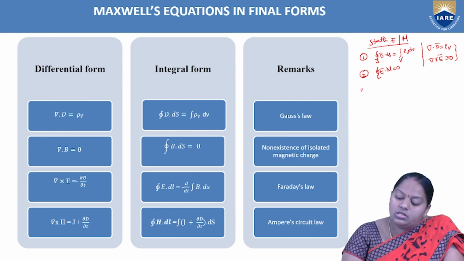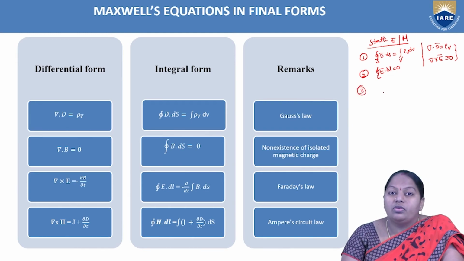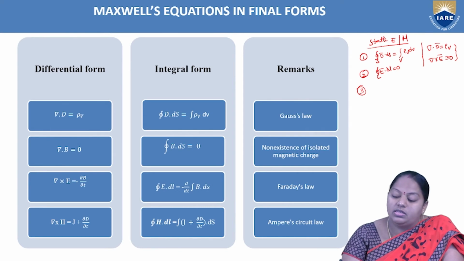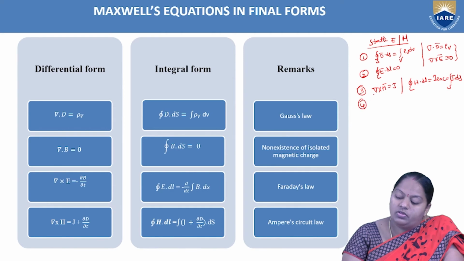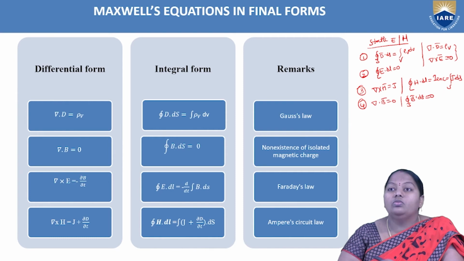Now coming to the magnetostatic fields. In the magnetostatic fields also we have two Maxwell's equations. One is del cross H bar is equal to J as the point form, or in integral form, closed line integral L H dot dl is equal to I enclosed, or integral of J dot dS. Similarly, the fourth Maxwell's equation has del dot B bar equal to 0, or in integral form, closed surface integral S B dot dS is equal to 0.